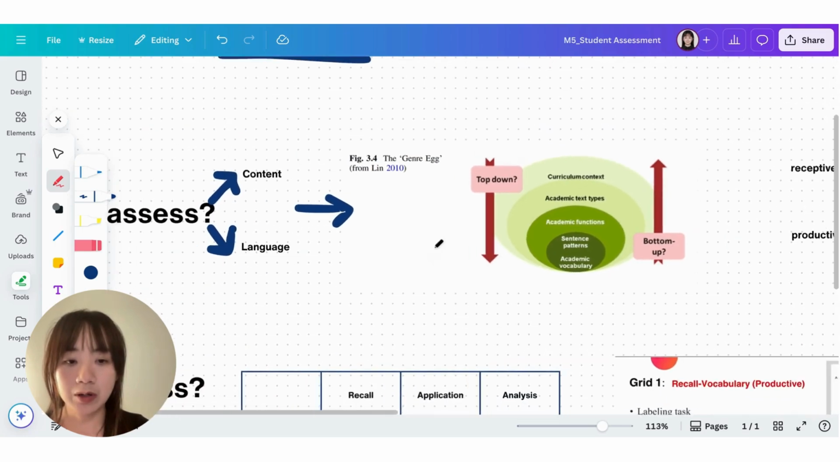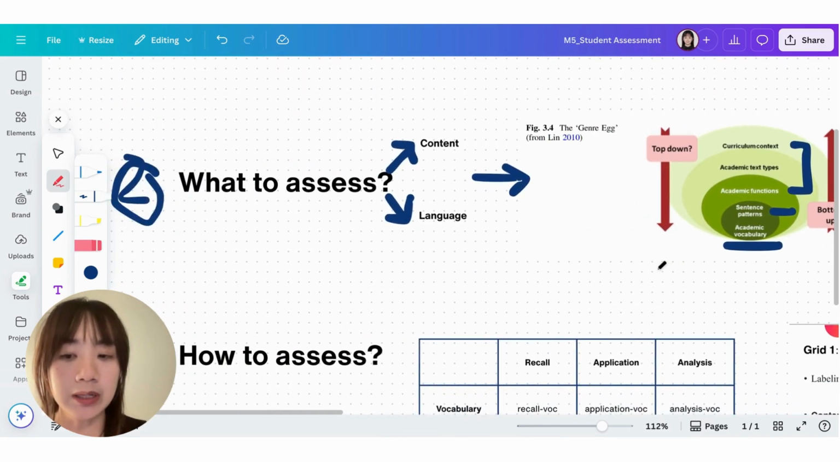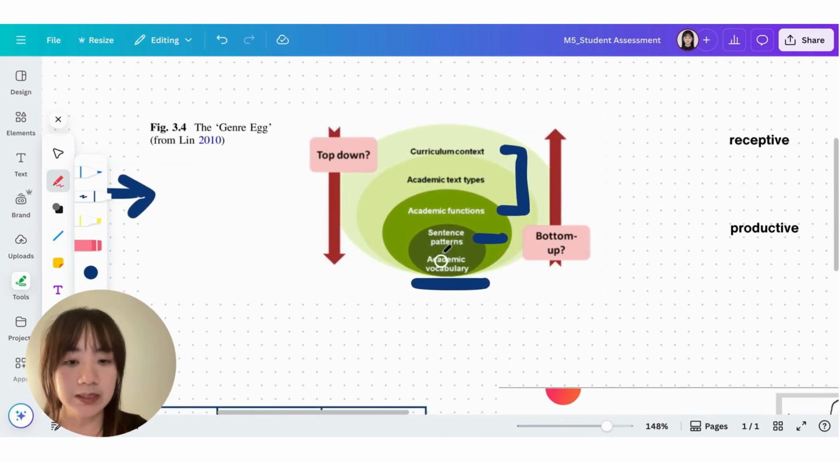In the General Act model, as I hope you can still remember, it covers the academic vocabulary level, sentence level, and also the text level and curriculum level. So when we need to identify what to assess, we can start thinking from these three levels.